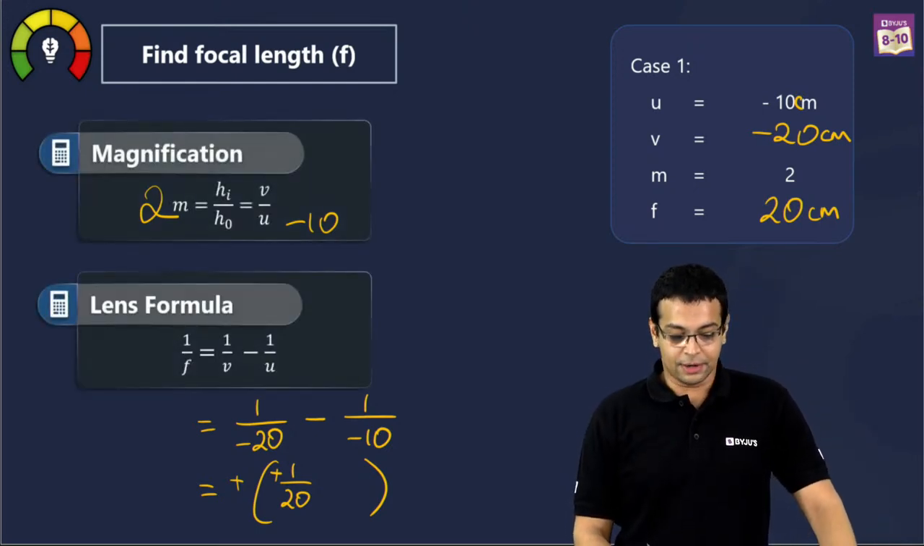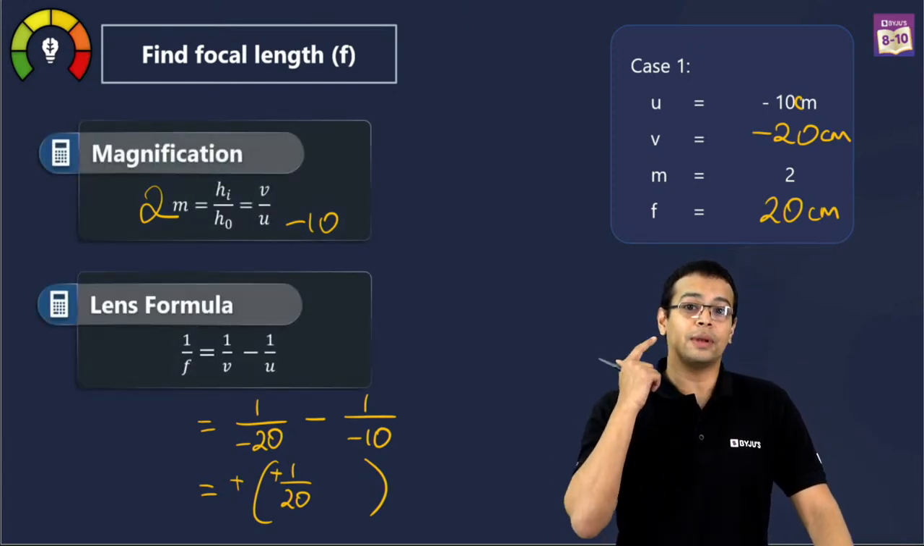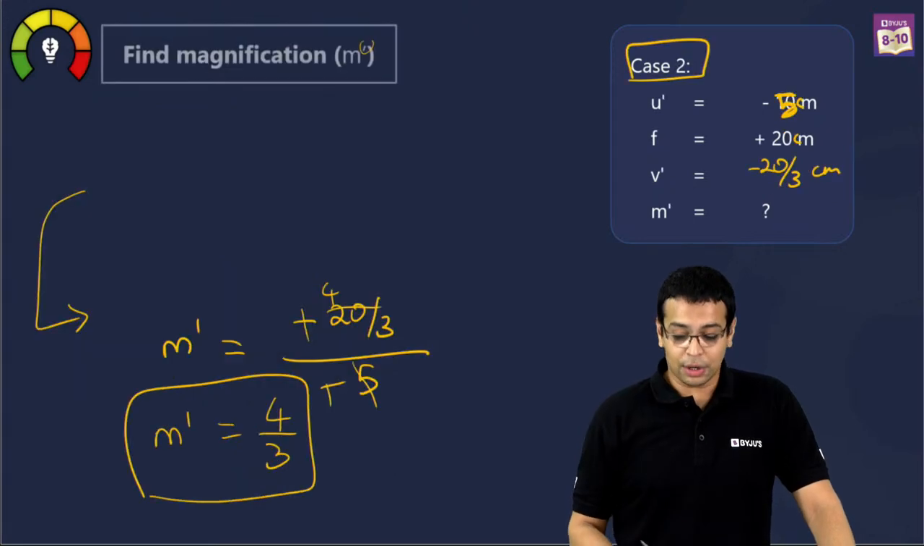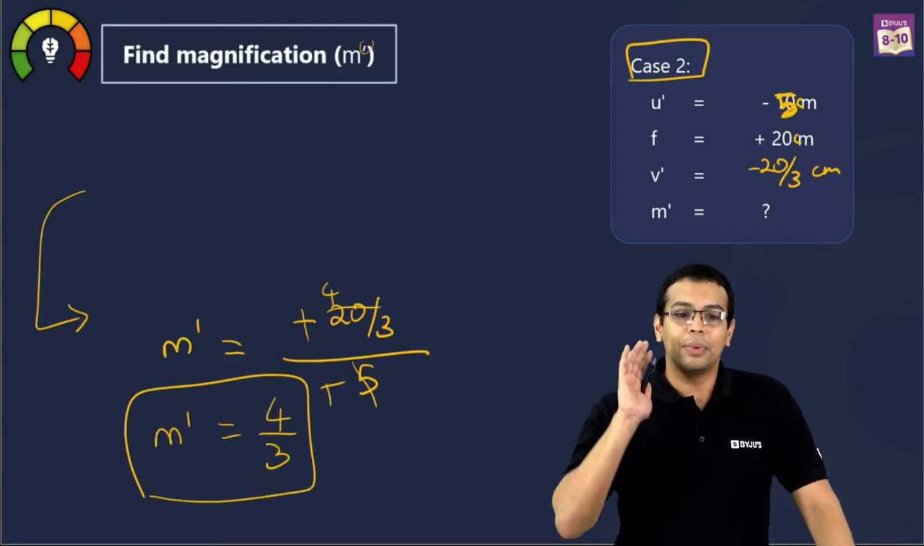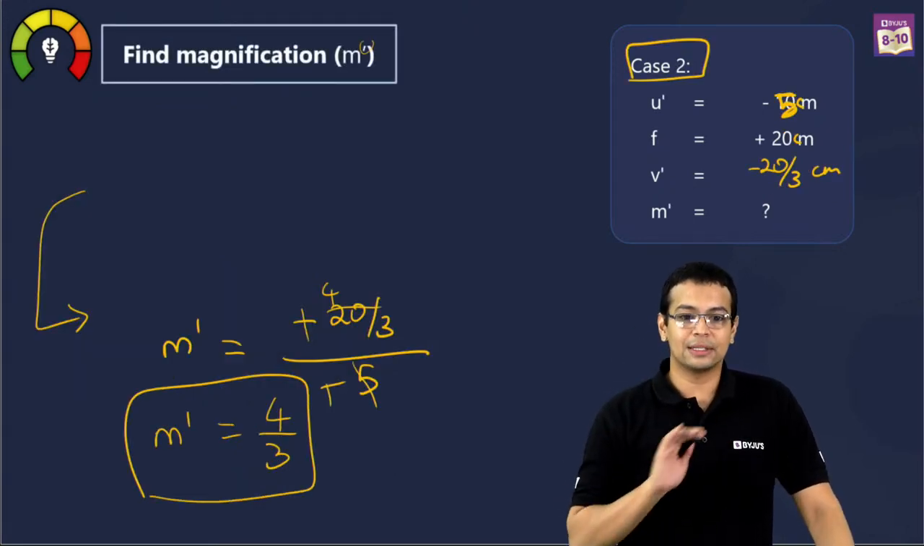All the written stuff is right here. Use those formulas. Magnification formula. Lens formula. Make sure that you use your sign conventions right. Plug the values in. It's as simple as that.